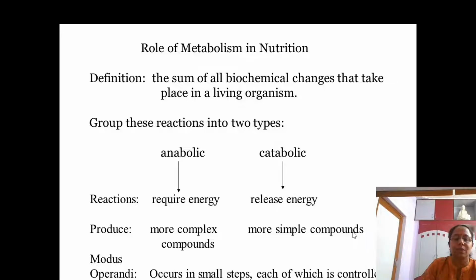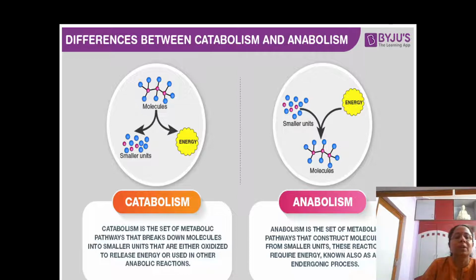Therefore, in catabolic processes delta G is always negative, and in anabolic processes delta G is positive, and the more complex compounds are produced from simpler molecules. So, look here. Catabolism is the set of metabolic pathways that breaks down the bigger biomolecules into smaller ones with the release of energy. And in anabolic processes, the smaller units are combined together to form a bigger molecule with the help of energy. So anabolic reactions require energy and are also known as endergonic processes.